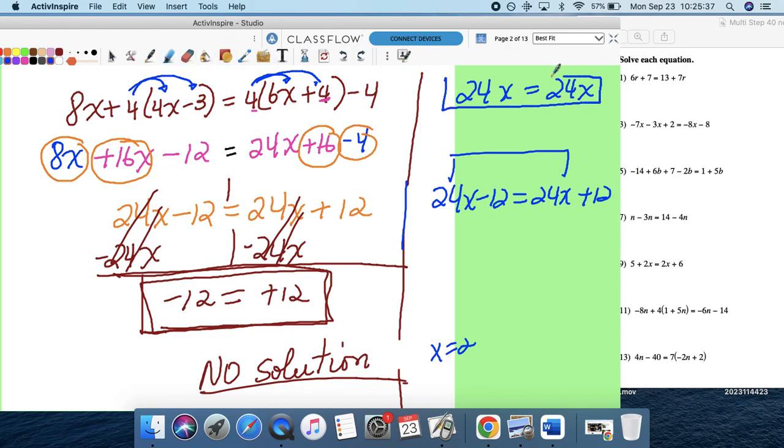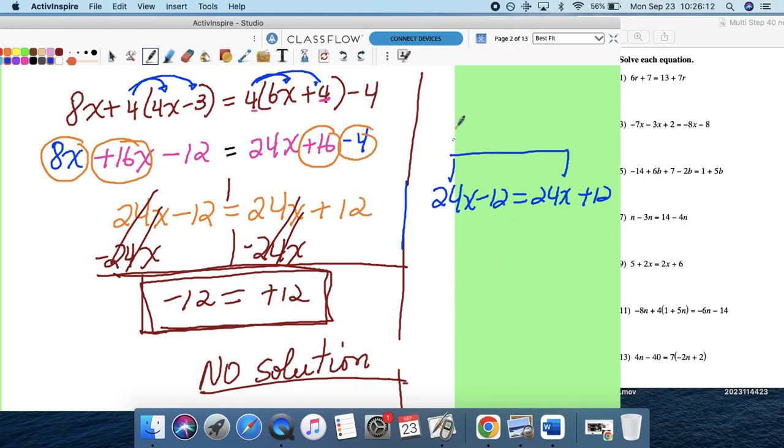If that was the answer, or that's the equation you had, it would always be the same, and the solution would be any number for x, because on the left side you're multiplying 24 times x, and on the right side you're also multiplying 24 times x. So it doesn't matter what you plug in, it would be every single number. But there is a difference with what we got. On one side it says, take 24, multiply by x, and then subtract 12. On the right side it says, take 24, multiply by x, and then add 12. So there's no way they would ever be equal.